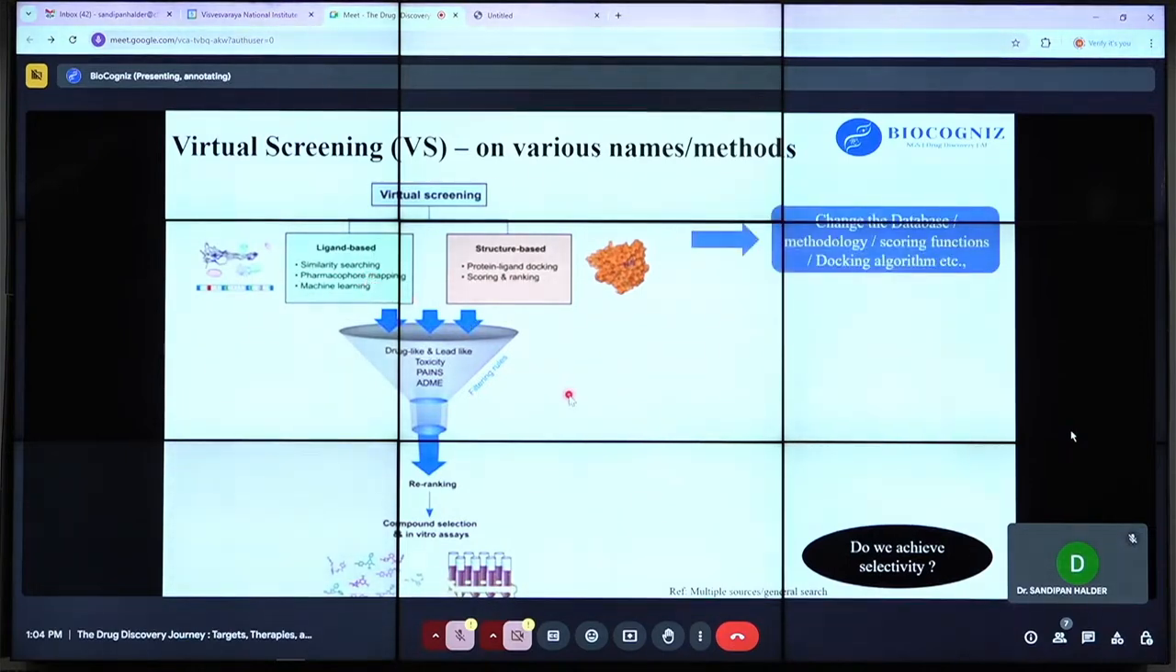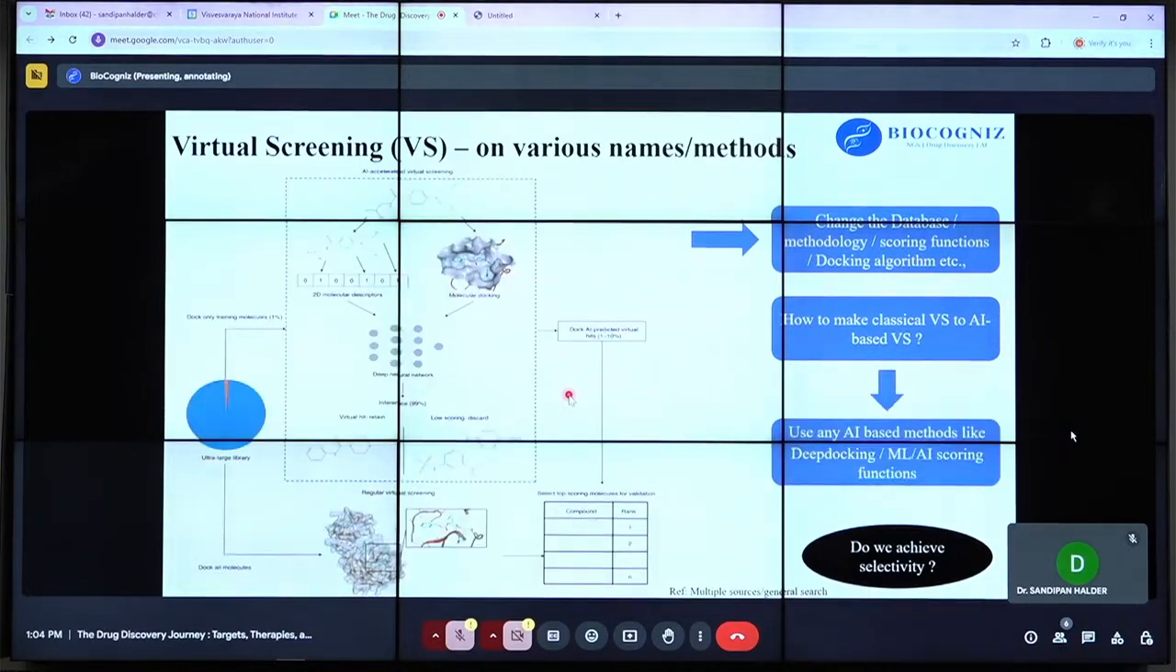Okay, so overall, we can use various databases, methodologies, scoring functions, docking algorithms, CADD or AI, whatever. But ultimately, what we are trying to do is mainly to get the minimal number of compounds. Again, the question still remains the same: can we achieve selectivity?